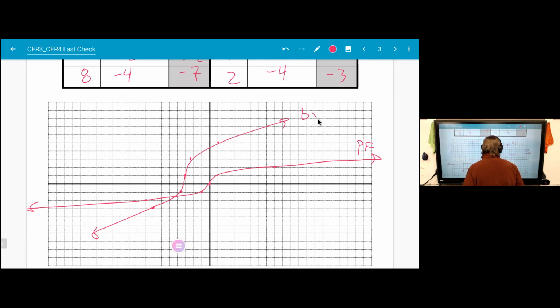And that is my B of X. You can check it using Desmos. I've talked to you about how to do that. Yeah, pretty cool. Let's look at the next page.